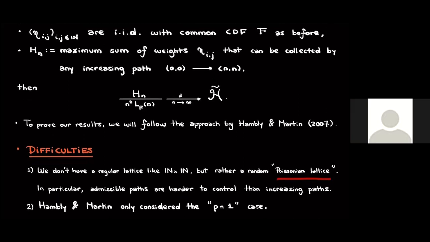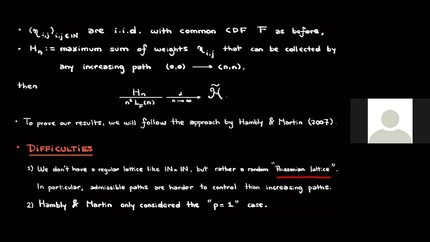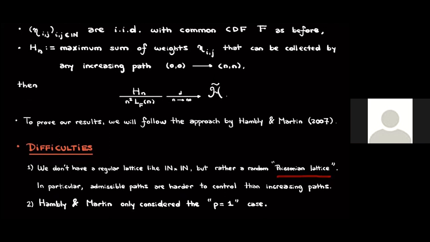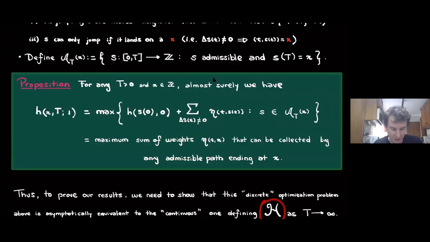Excuse me, Santi? Yeah, maybe you said this, but I missed it. Where is p in your graphical construction? No, p is 1 in my graphical construction.